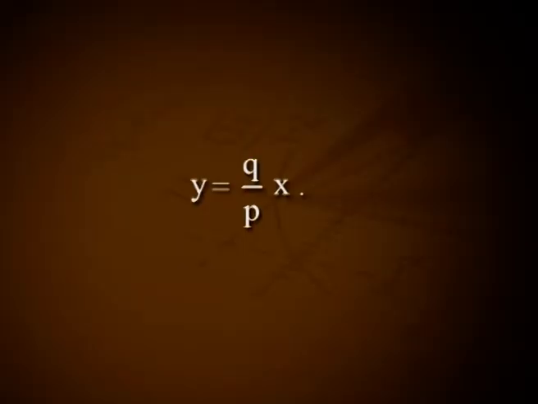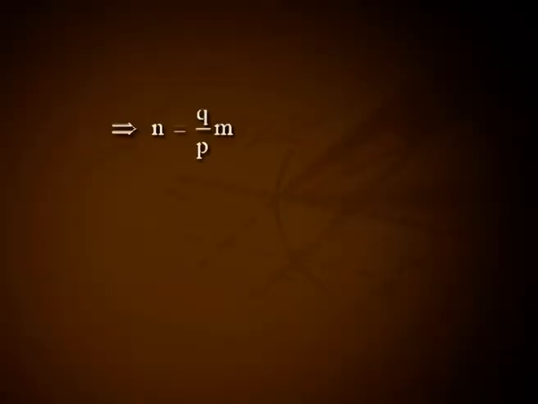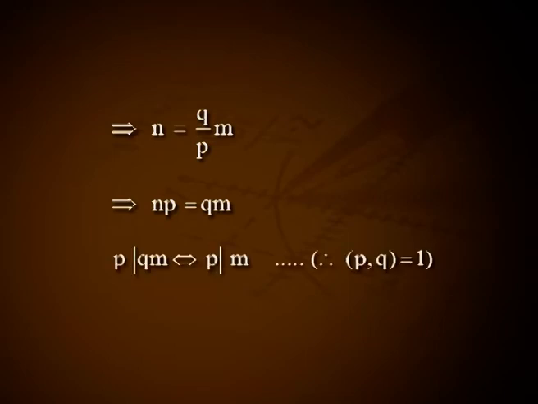Equation number 5. Note further that no lattice point of OPQR lies on the diagonal OQ. The equation of diagonal OQ is y equals (q/p)x. Thus, if (m,n) lies on OQ, then n is equal to (q/p)m, which implies np is equal to qm, which implies p divides qm if and only if p divides m, since GCD of p and q is equal to 1. But m is less than or equal to (p−1)/2. This is not possible.